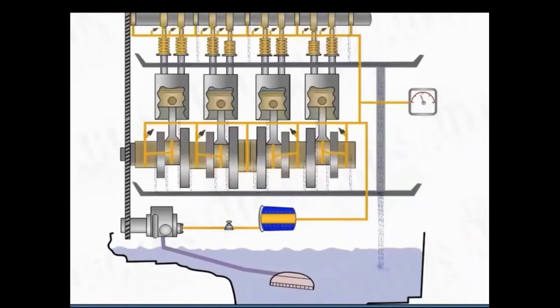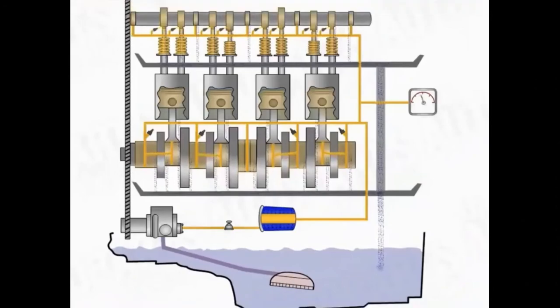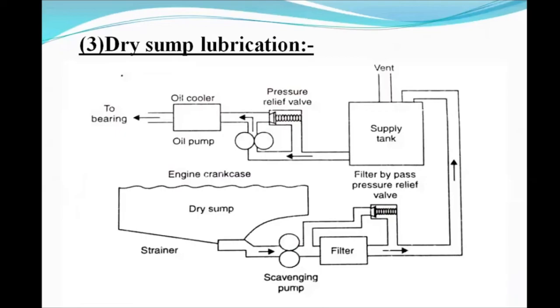Now the last method, that is the dry sump lubrication system. It is a specialized lubrication system used in racing cars. Here there is a sump, then the filter and the pump, then the oil is supplied to the supply tank, then the pressure relief valve, and again a pump, then the oil cooler, and then the different bearings. The pressure generated here is very high, and the cooler is provided to cool the oil before it goes to different parts of the system.